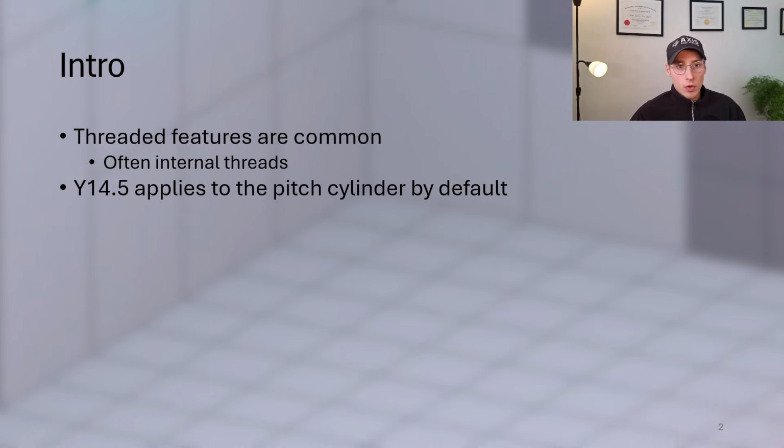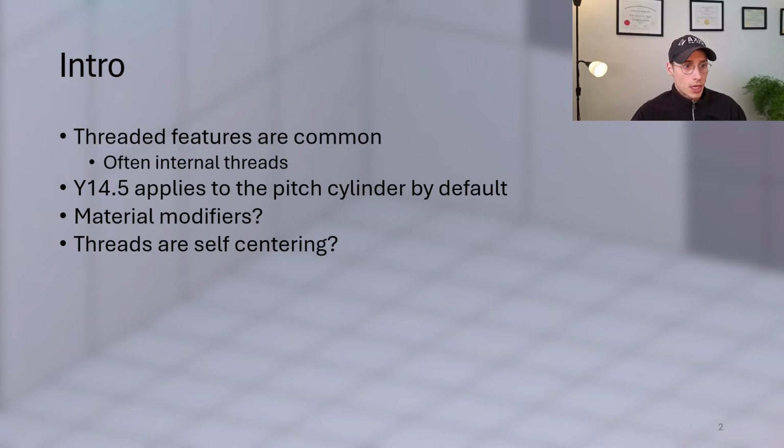And Y14.5, geometric controls apply to the pitch cylinder by default. And because a pitch cylinder is a feature of size, material modifiers can be used, and whether they should is a question that I'll talk about in a little bit. I'm also going to give my 2 cents about the idea of threads being self-centering, because I do see a little bit of conversation about this online.